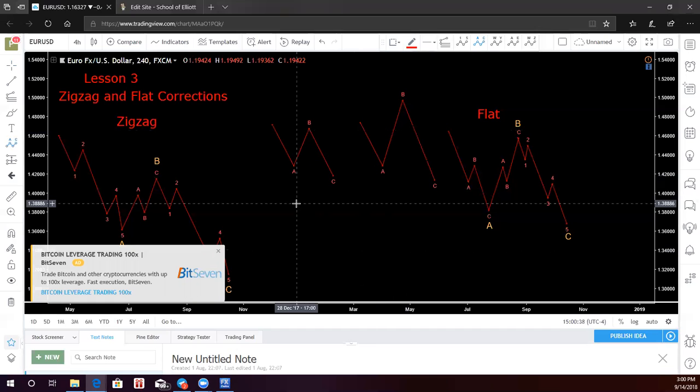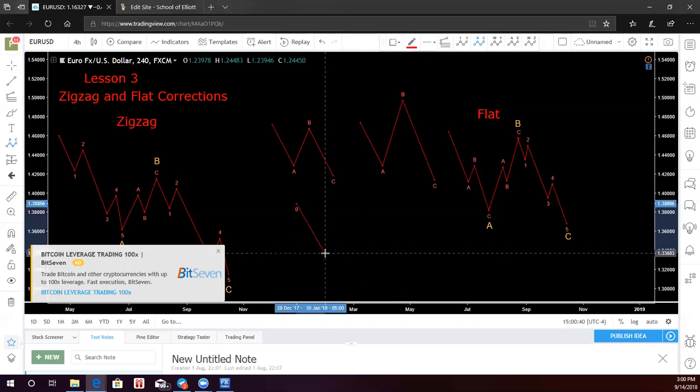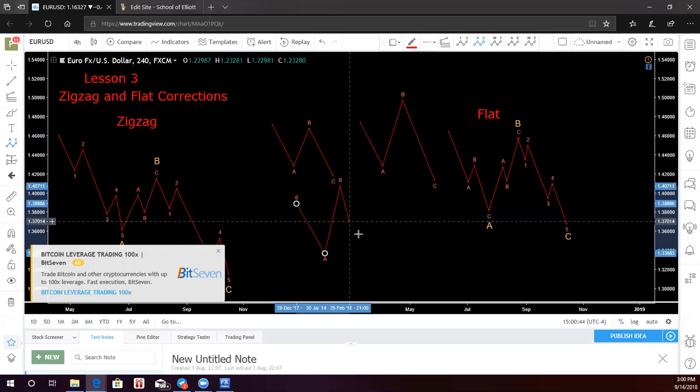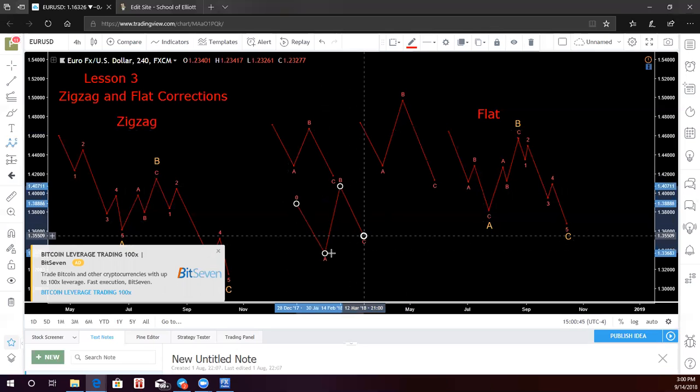Now, what is a running flat? A running flat, again, you'll have your A. B will be further than the starting point of A, and C will not surpass the ending point of A. That is a running flat.